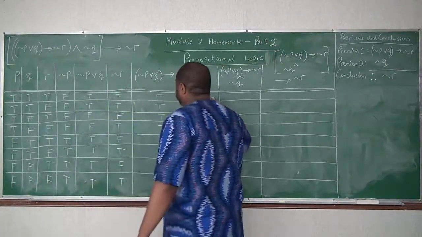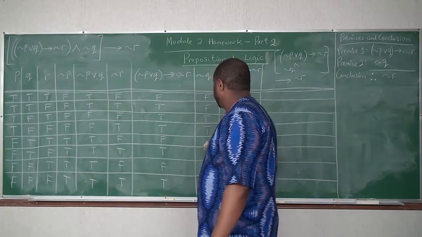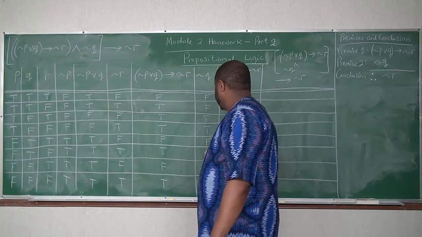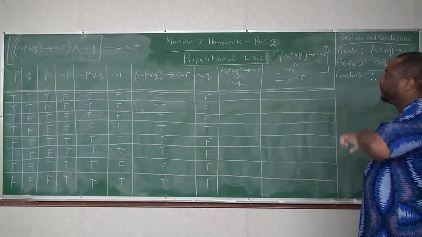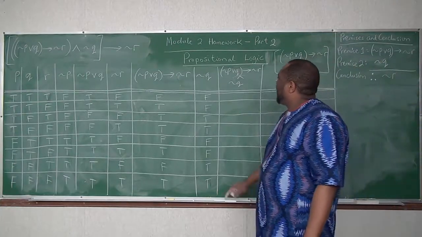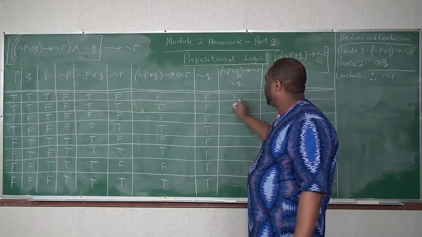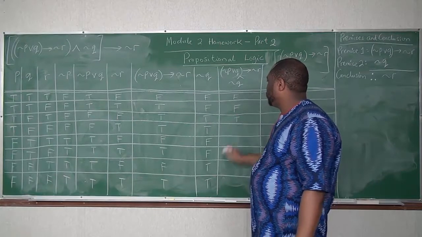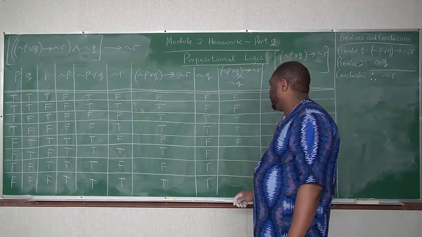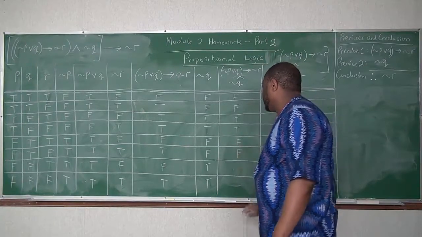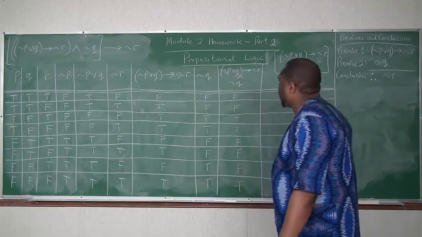Not true is false. Not false is true. Not true is false. Not false is true. That is not Q. Okay, you now have and. False and false is false. True and false is false. True and true is true. True and true is true. False and false is false. True and false is false. False and true is false. True and true is true.